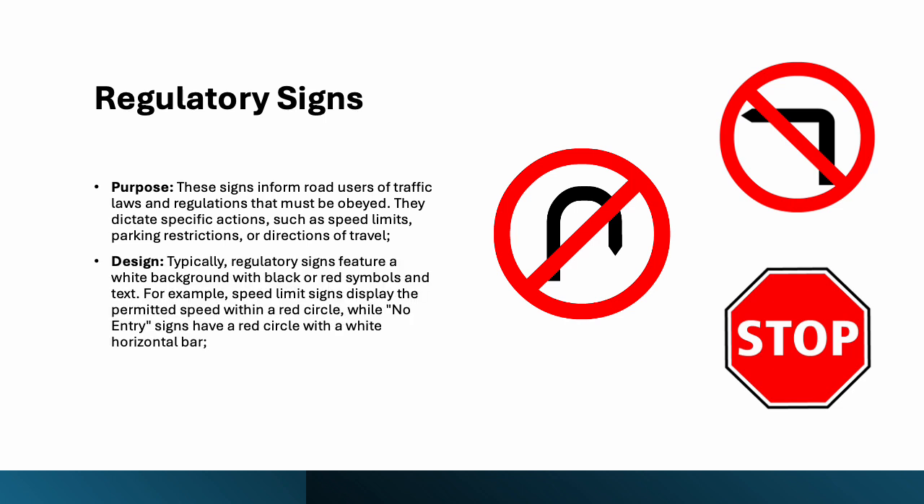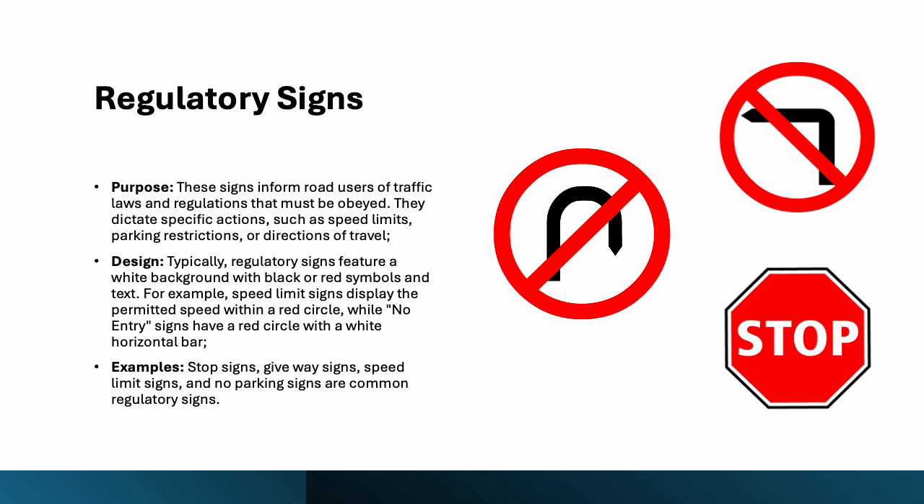Design. Typically, regulatory signs feature a white background with black or red symbols and text. For example, speed limit signs display the permitted speed within a red circle, while no entry signs have a red circle with a white horizontal bar.